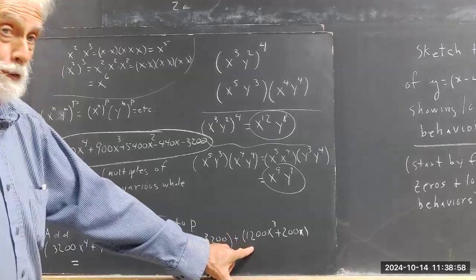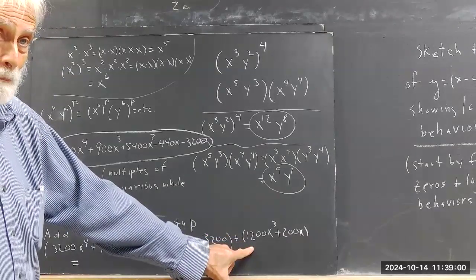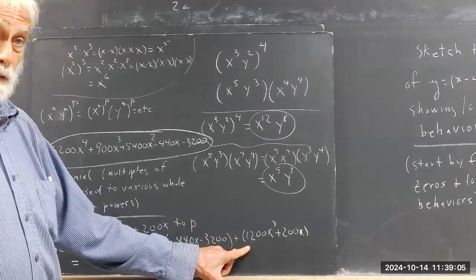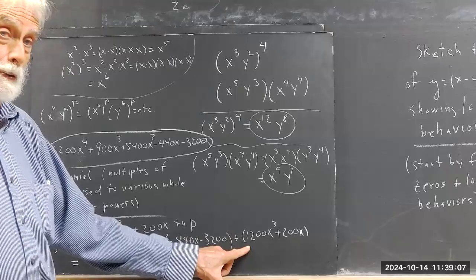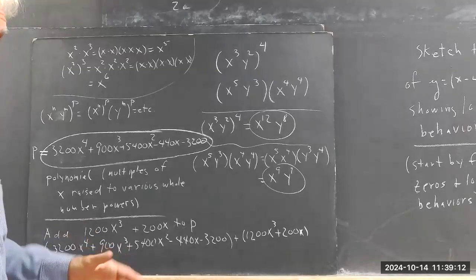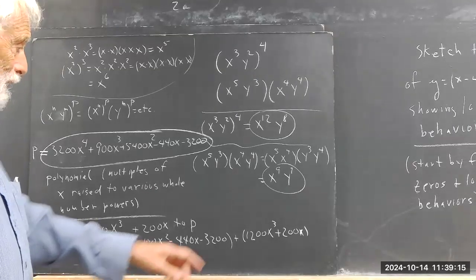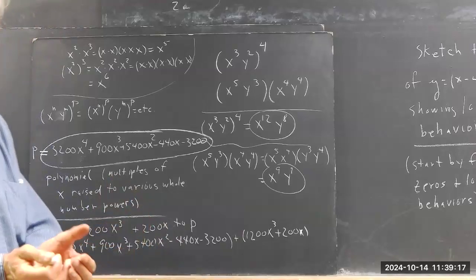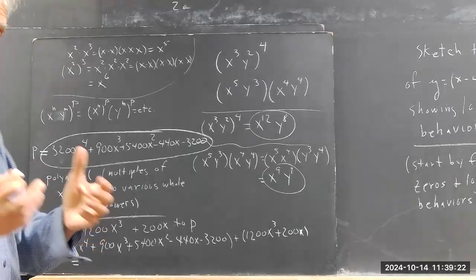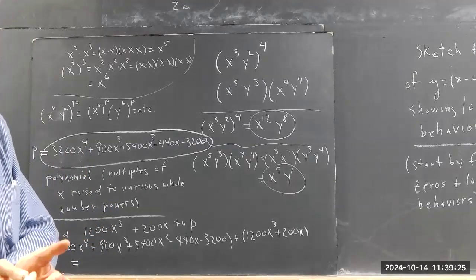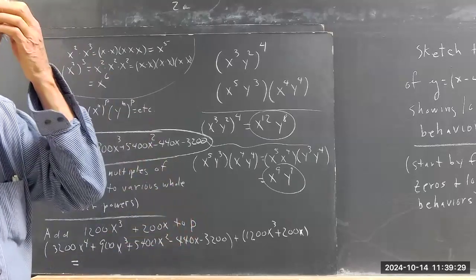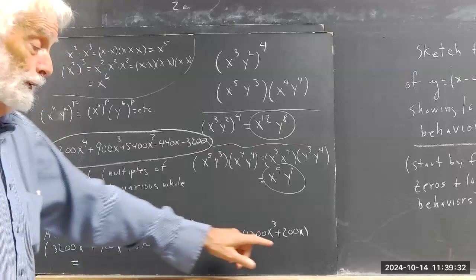900x cubed and 1200x cubed are like terms. So if you've got 900 of them and 1200 of them, you have 2100 of them. It's still 2100x cubed. Here you've got 900 little packages, each one is an x cubed, and you've got 1200 little packages, each one is an x cubed. You put them together and you're going to have 2100 little packages, and each of them is an x cubed. That makes sense? They aren't x to the sixth because you're not multiplying this by this.